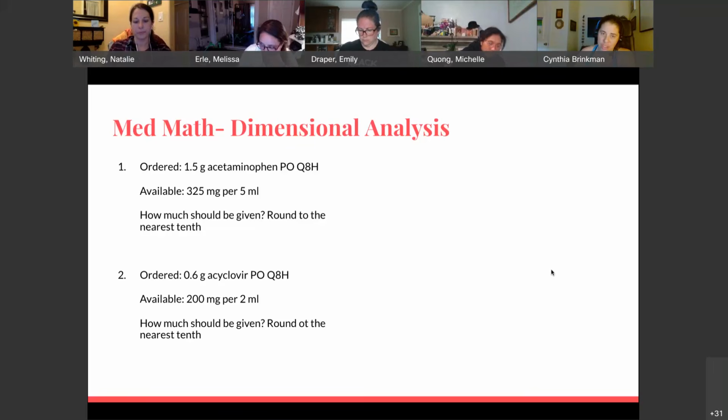Just for clarification, is the question asking how much would be given per day, or no? How much should be given per dose? Per dose. How much should be given right now? It's what you're giving to the patient now.